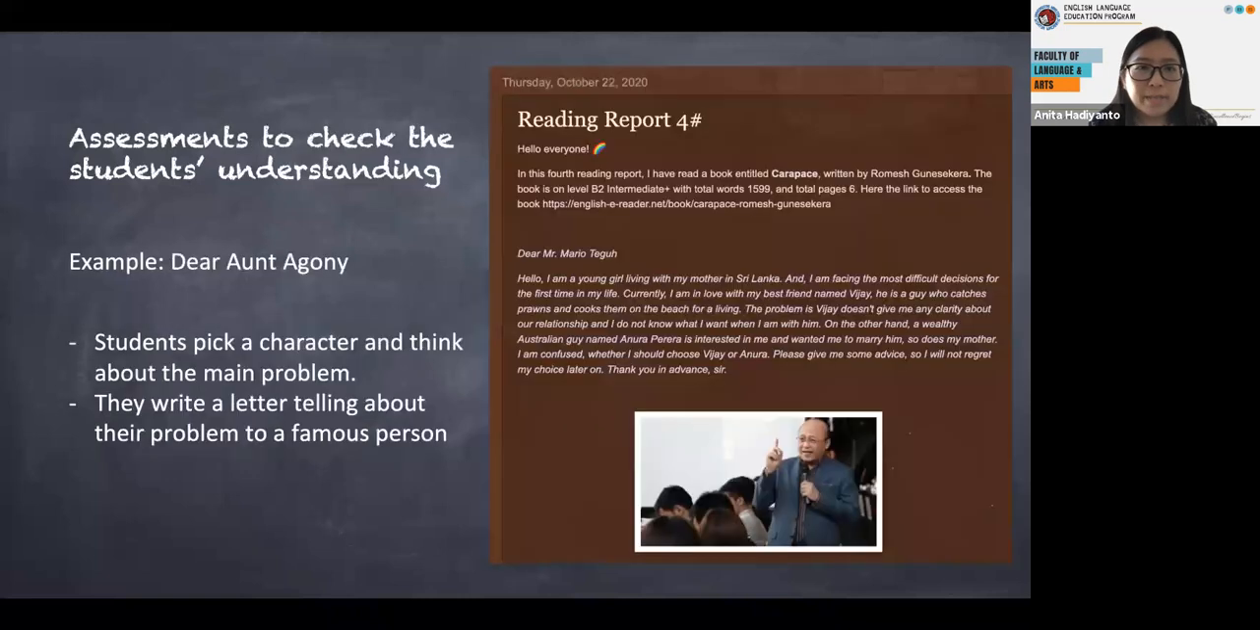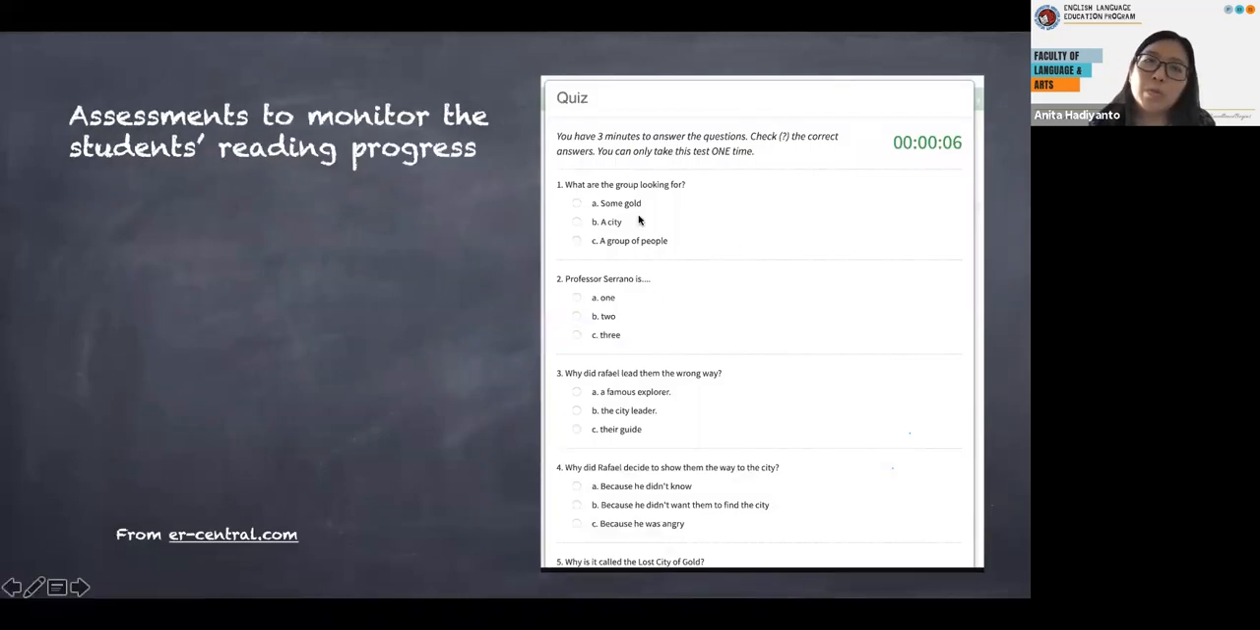Before this, I think I can go back. This is another example of assessment to check the students' reading progress and understanding. If we use a website like ER Central, you can always ask your students to answer the quiz there. And I think yesterday, Tom also gave a demonstration on this.